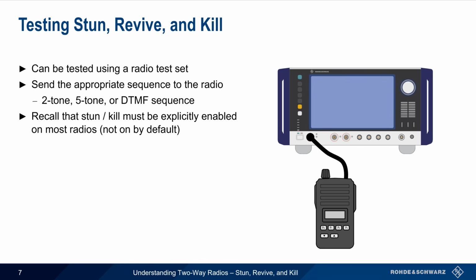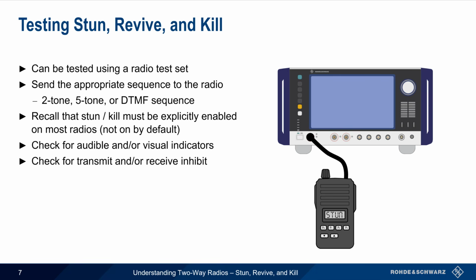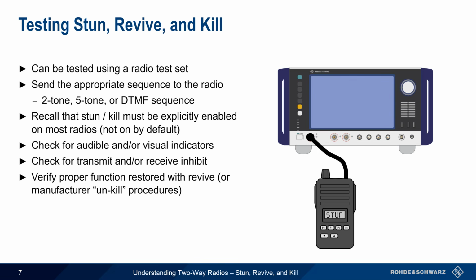After the tone sequence has been sent, the radio should be checked to see if the appropriate audible or visual indicators appear, as well as whether the transmit and/or receive functions have been properly inhibited. This can be done using the connected radio test set as well. This test setup can also be used to verify that the revive or unkill procedures can be used to restore normal functioning.